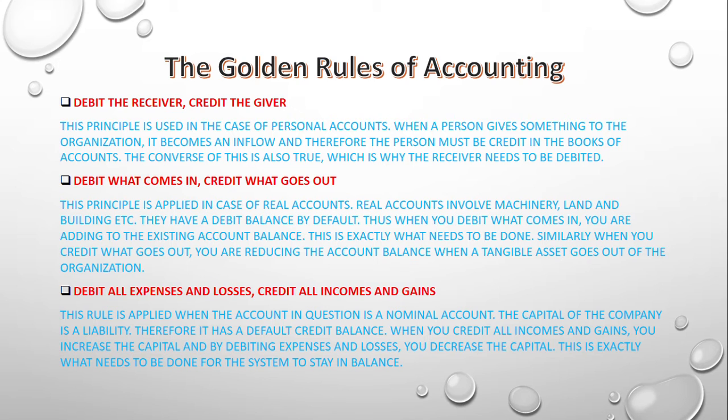Debit what comes in, credit what goes out. This principle is applied in case of real accounts. Real accounts involve machinery, land and building, etc. They have a debit balance by default. Thus, when you debit what comes in, you are adding to the existing account balance, and this is exactly what needs to be done. Similarly, when you credit what goes out, you are reducing the account balance when a tangible asset goes out of the organization.